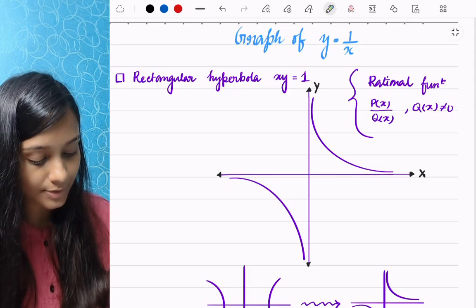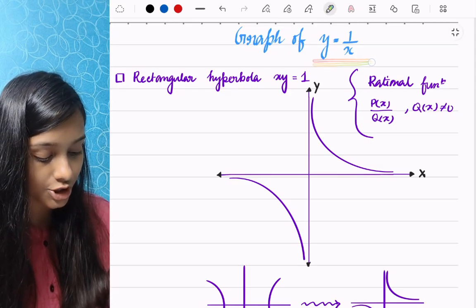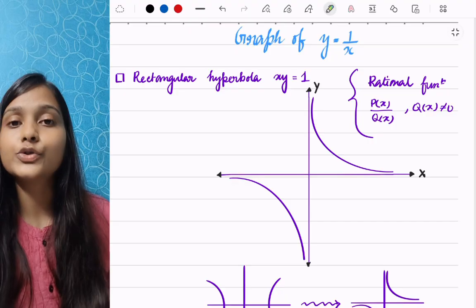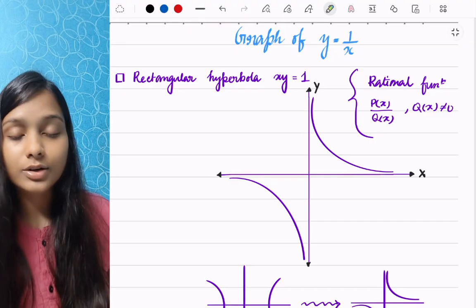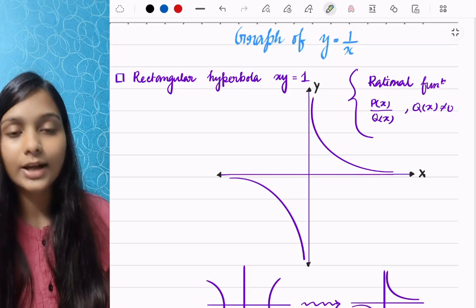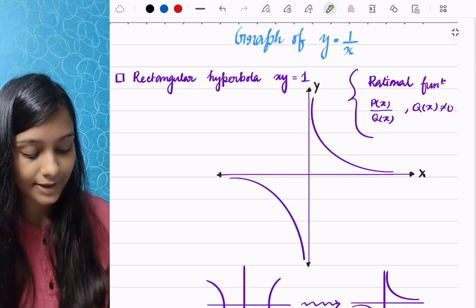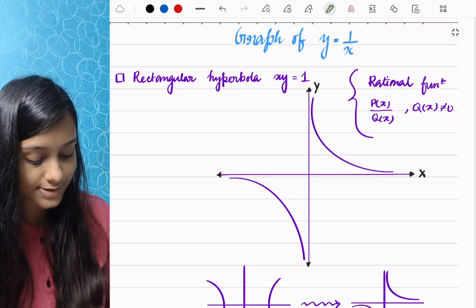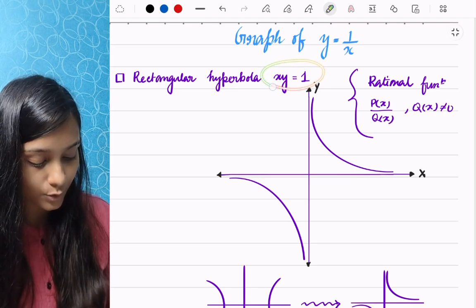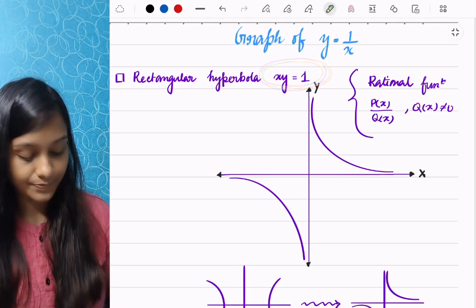So in this video I'll be discussing the graph of the function y equals 1 by x. Now for plotting the graph of y equals 1 by x, we can start with the rectangular hyperbola, which is this xy equals 1 equation.